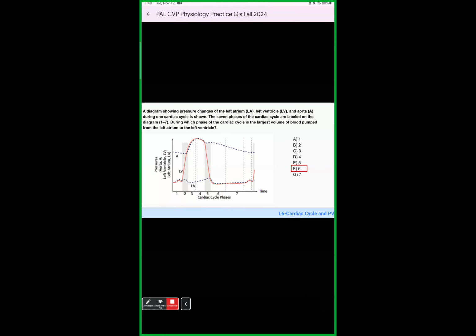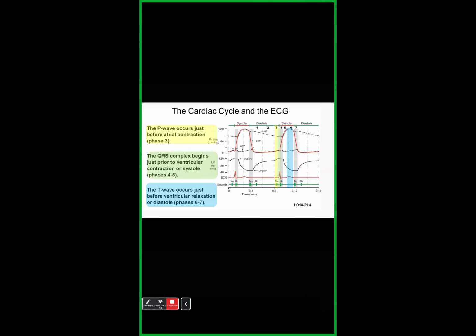Some people said C, which was phase 3, but we said phase 3 was the rapid ejection phase, where the blood is going from the ventricle into the aorta. So therefore, there's blood leaving the ventricle. Yeah, I hope that makes sense. And we can see this is also a slide that explains it all.